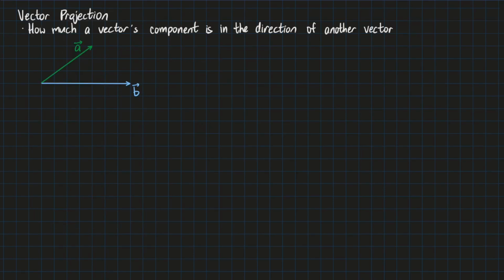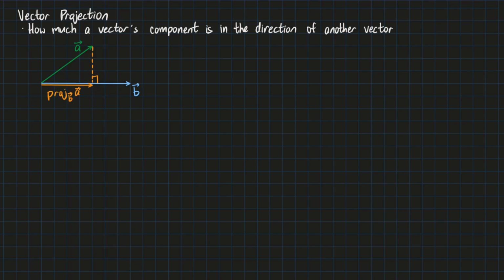Alright, so vector projection is how much of a vector's component is in the direction of another vector. So if we want to find out how much of vector A is in the direction of vector B, we would drop down from where the head of vector A is so that it forms a right angle with vector B. And then starting from the origin, going to where we dropped off, this is known as the projection of vector A onto vector B.